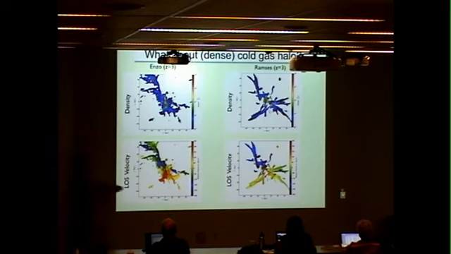And it pops out much better in Ramses when you get rid of the low density stuff and you're not confusing yourself. Here's the cold dense gas. And again, the very central rotation, the kind of red-blue rotation curve. You see the same type of thing.